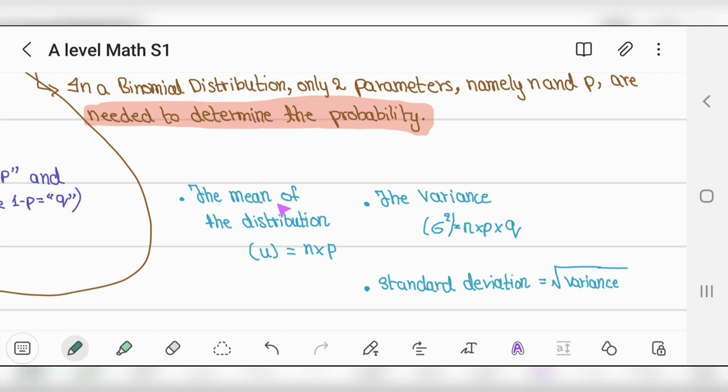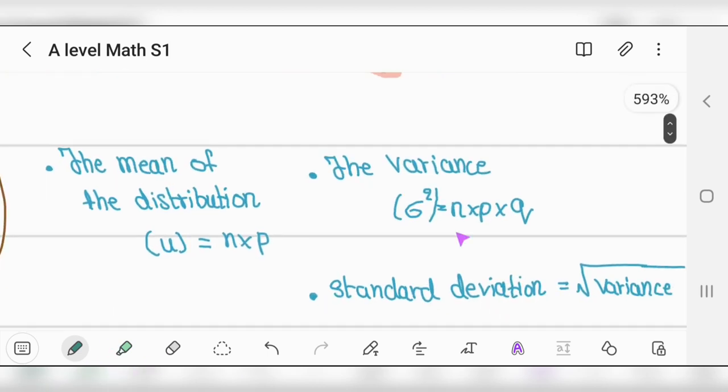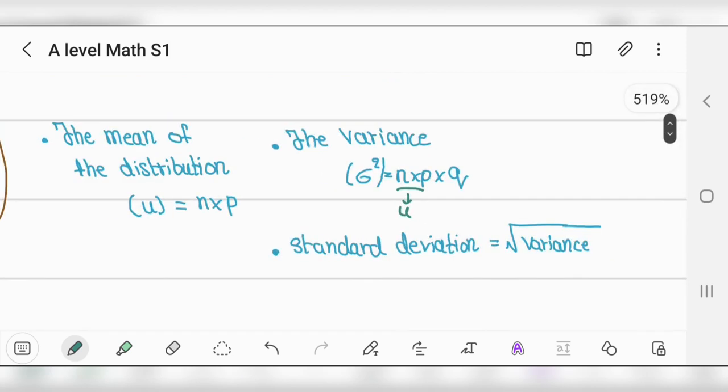The mean of a distribution, which looks like a u (mu), is equal to n multiplied by p. So n is the total, and p is the probability of success. So mean is equal to np. And if we want to find the variance, then it is n multiplied by p multiplied by q. So you can just see it like that: np is the mean, multiplied by q is equal to the variance. And if we want to know the standard deviation, then we'll just take the square root.